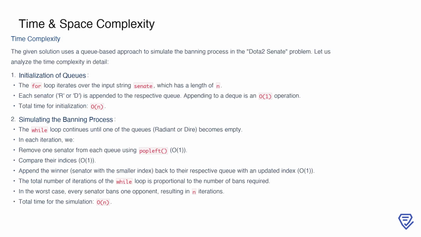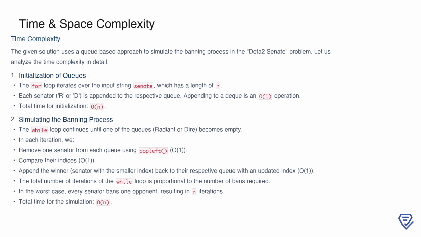In this problem, we use a queue-based approach to simulate the banning process between the radiant and dire senators. To analyze the time complexity, we start with the initialization of the queues. Here, we iterate through the input string senate, which contains n characters representing the senators. For each senator, we append their index into one of two queues, depending on whether they belong to the radiant or dire faction. Since appending to a deque is an O(1) operation, and we do this for all n senators, the total time for initialization is O(n).